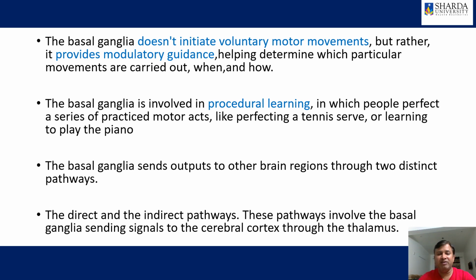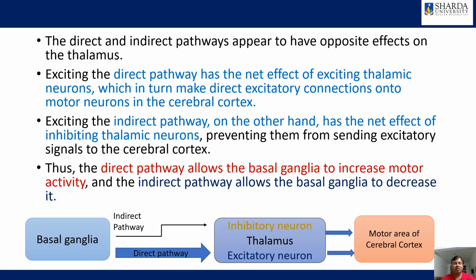The direct pathway involves sending the signal to the cerebral cortex through the thalamus. So this is the ray diagram: basal ganglia, thalamus and motor cortex. There are two pathways, one is a direct pathway and another is the indirect pathway. In the direct pathway from basal ganglia to the thalamus, it will excite the excitatory neurons, and further excitatory neurons send the signal to the cerebral cortex motor area. So the motor response will be performed.